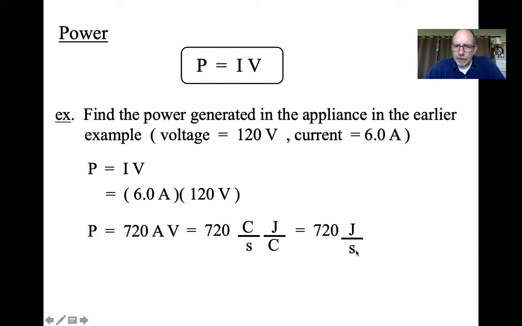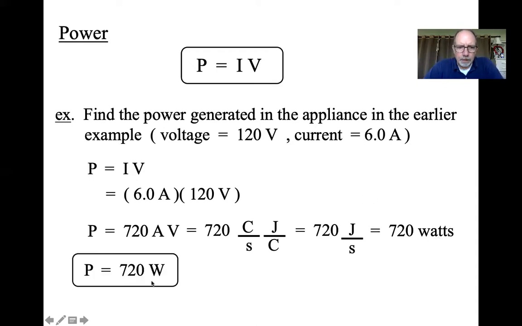720 joules per second. And a joule per second has been defined as a watt, named after another British guy who lived in the 1800s. So the unit for power is the watt. And so the answer for this is 720 watts.